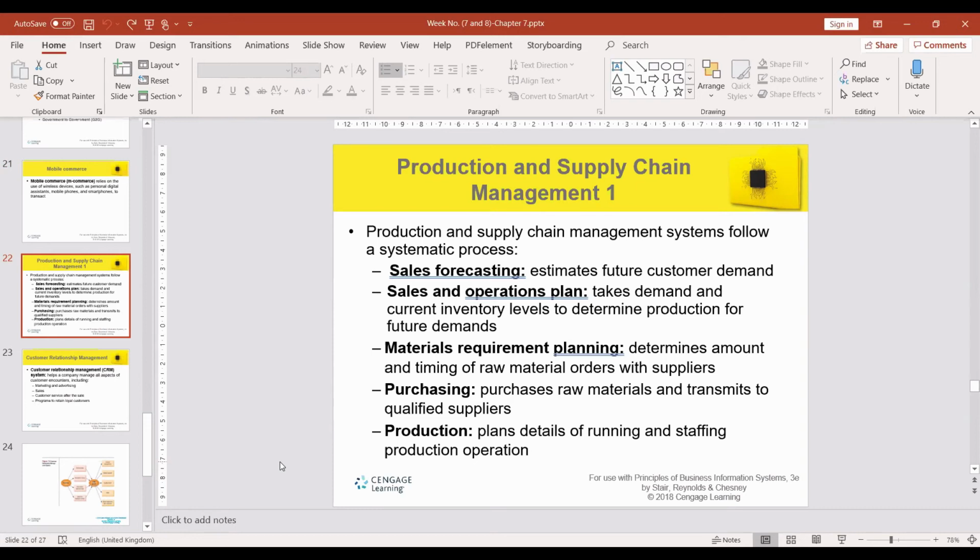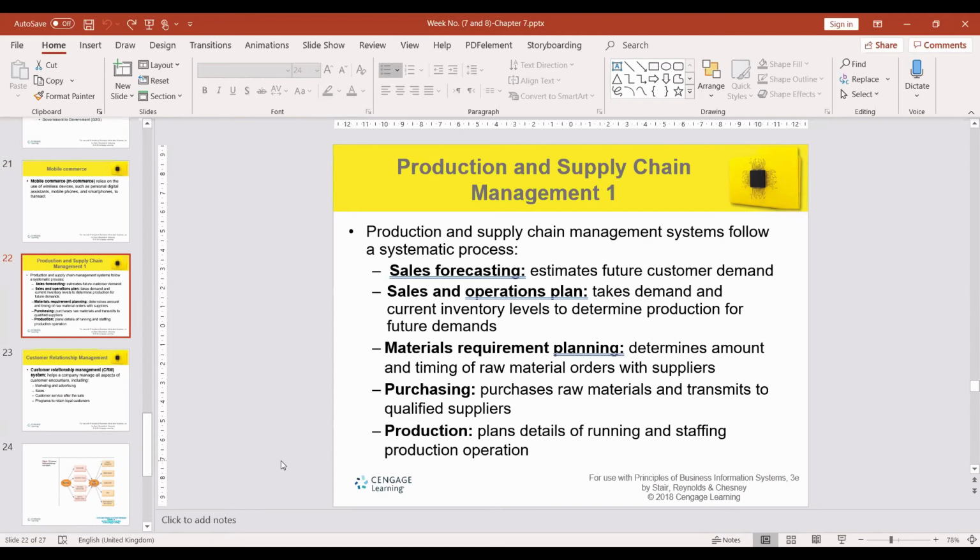The very first thing is sales forecasting. Estimate the future customer demand. Okay, so this is very important. If your analysis is good, your forecasting is good, then you can achieve your goals. You can get the profit by creating such a product that is actually required.